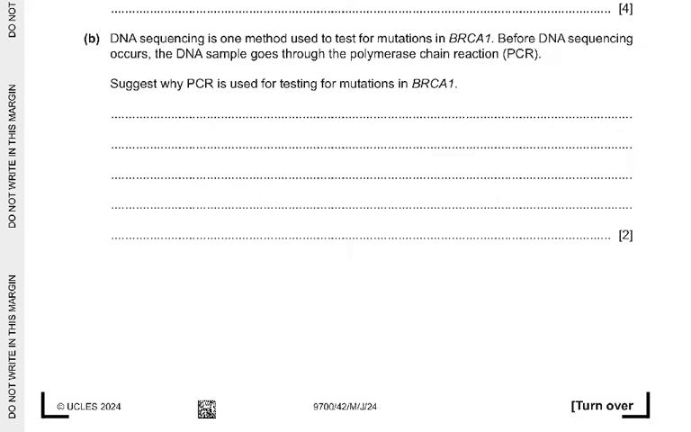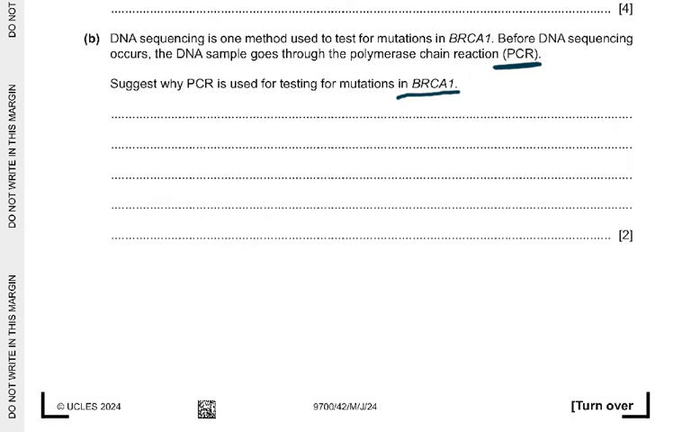Then coming to the B part of the question, it says DNA sequencing is one method used to test for mutations in BRCA1. Before DNA sequencing occurs, the DNA sample goes through the PCR, the polymerase chain reaction. Suggest why PCR is used for testing for mutations in BRCA1. We only have a small amount of the DNA available.